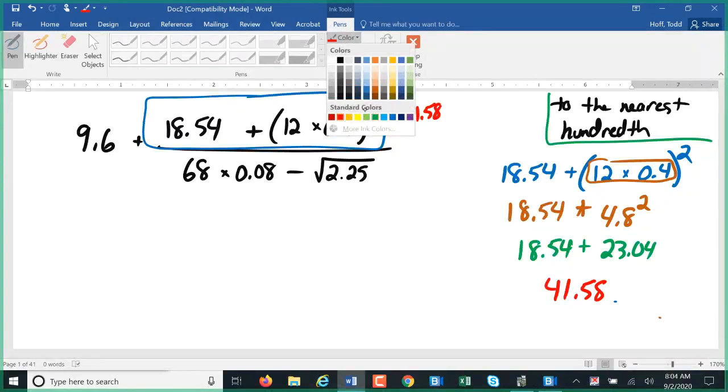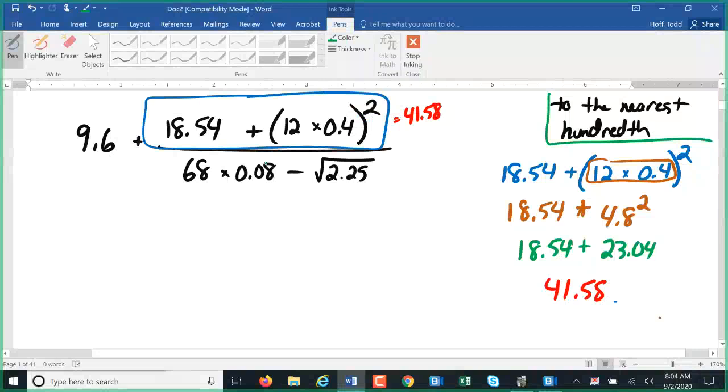Now let's do the bottom. On bottom here we have a radical. The square root of 2.25 is 1.5.